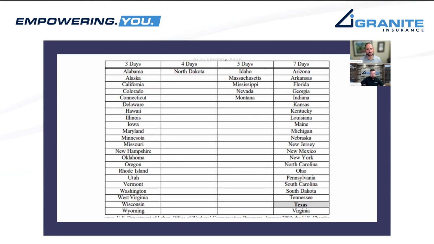So take note of where your state is and the applicable number of days that they must be back in a return to work capacity in order to implement or use this strategy.